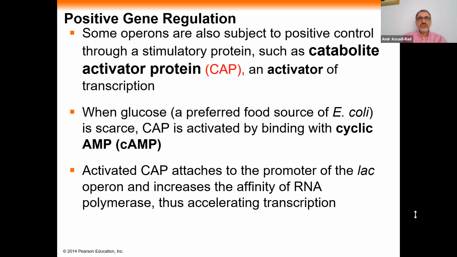Okay. Positive gene regulation. You studied two of the negative gene regulations; let's do one positive one, so you get a feeling for that one too. It's CAP, usually referred to as CAP. Some operons are also controlled by stimulatory proteins such as catabolite activator protein, CAP, an activator of transcription. When glucose, a preferred food for E. coli, the bacteria, is scarce in the cell, then CAP is activated by binding, and activated CAP, catabolite activator protein, attaches to the promoter on the DNA.